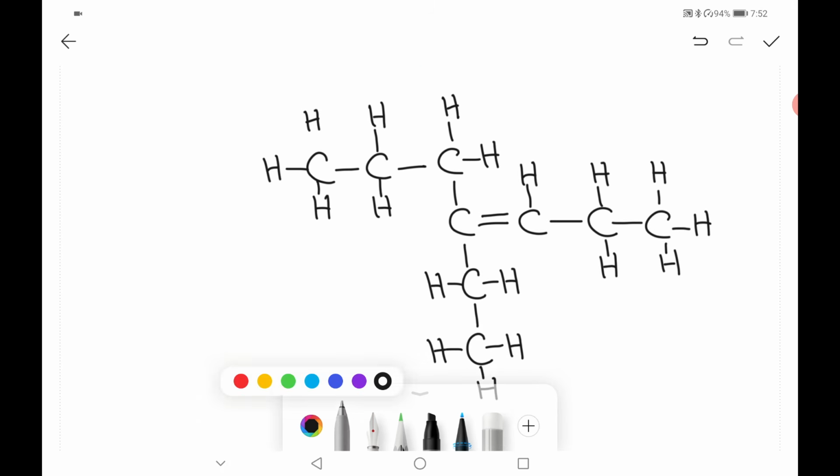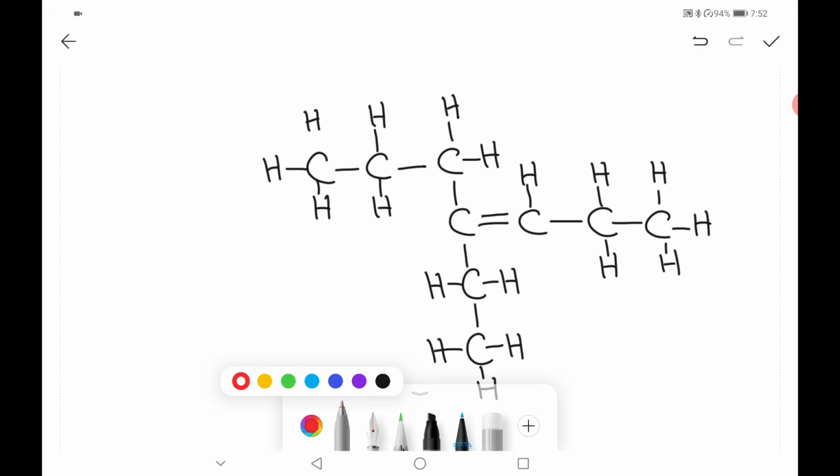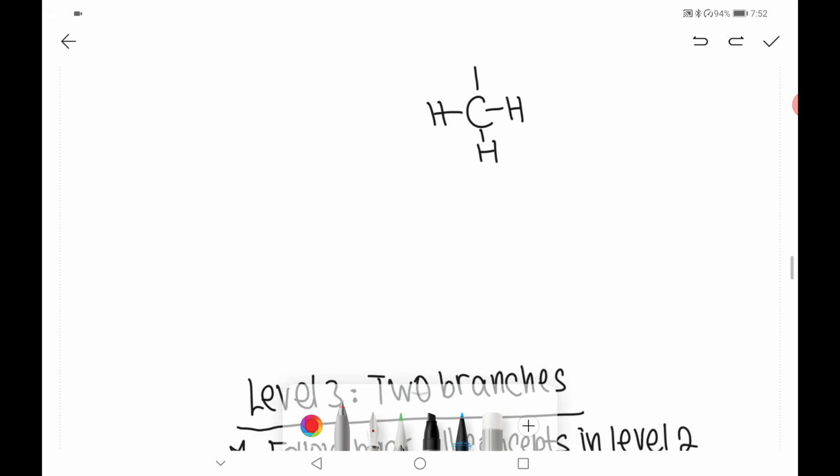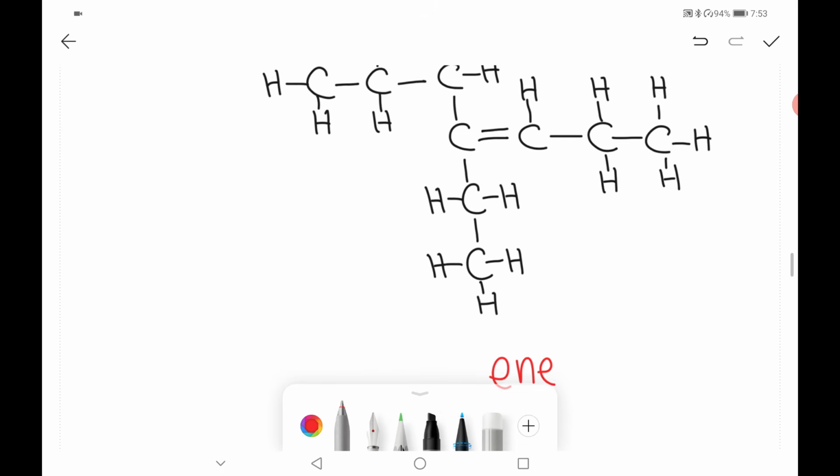So to start the naming, I want to start the name from the back. To know the name at the back, I need to check the functional group, the homologous series. I can see a carbon-carbon double bond as the functional group. When you have a carbon-carbon double bond as the functional group, it is alkene. So for alkene, the name must end with in.